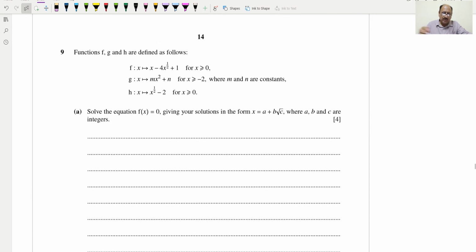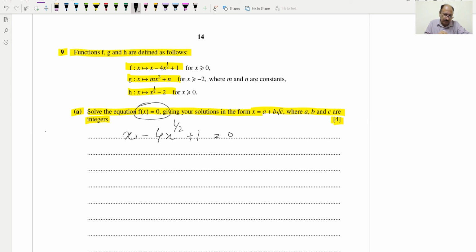Question number 9 says functions f, g, h are defined. f is this one, g is this one, h is this one, with the conditions. Part A is: solve f of x equal to 0, giving your solutions in this form, where a, b, c are integers, and this is a 4-mark question. So f of x is equal to 0. This is what we need to do. So f of x is x minus 4 x raised to 1 by 2 plus 1, and we have to put it equal to 0.